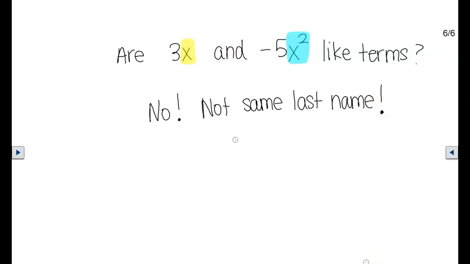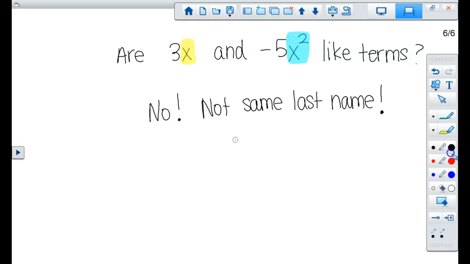So this would be a no, not like terms. They are not exactly the same last name. So they have to be a perfect match. It's not enough just to have the same letter. Those variables have to be raised to the same powers as well.